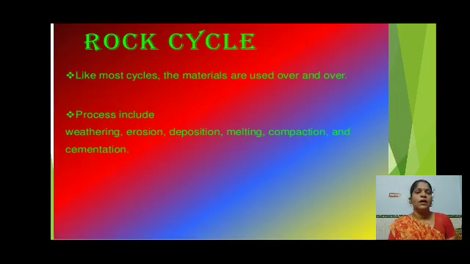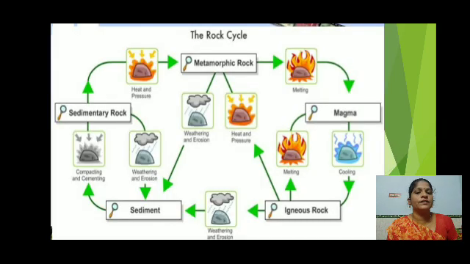Rock cycle. How are the rocks formed? Like most cycles, the materials are used over and over. Processes include weathering, erosion, deposition, melting, compaction and cementation. Here in the rock cycle, first, we can see sedimentary rock or metamorphic rocks. What do metamorphic rocks mean? The sedimentary rocks and the igneous rocks face more pressure.